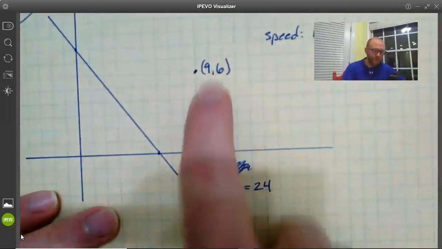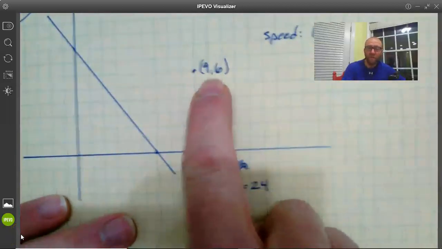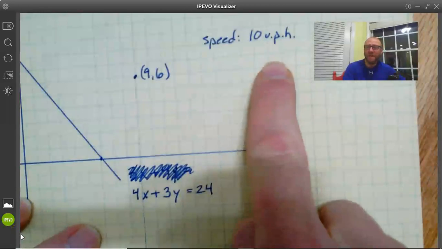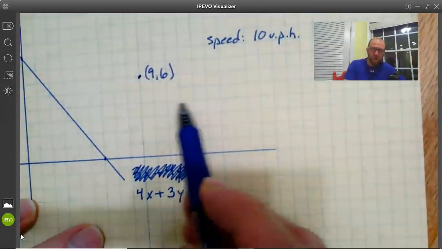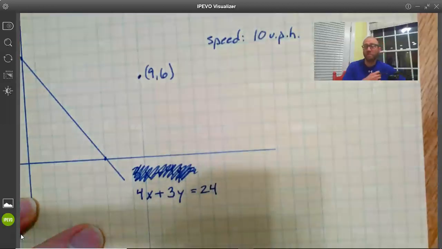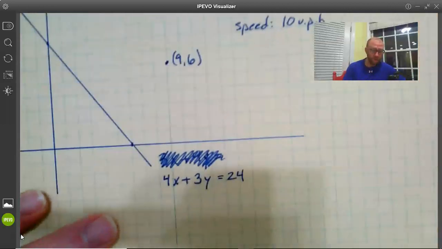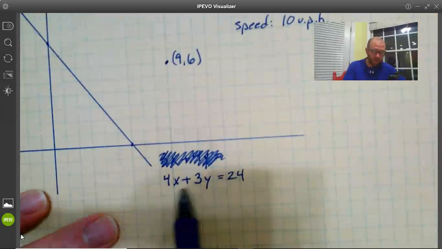Okie dokie. Avery is at the point (9, 6), running at a speed of 10 units per hour, right? Units per hour, which means that if he were running directly along the grid lines, he could cover 10 spaces every hour. He's running towards the line 4x plus 3y equals 24. And the question is, how long will it take him to get there?